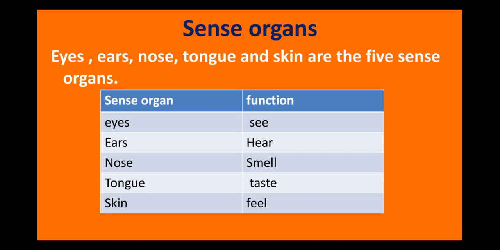How many sense organs do we have? 5. Yes, very good. Now, each of these sense organs does something very important. What does it do? Okay, you are able to see this video. Why? Because of your eyes. Yes, very good, dear children. So, your eyes help you to see.